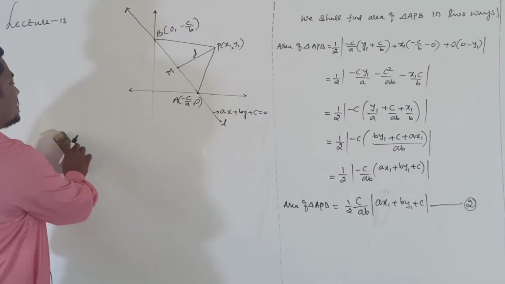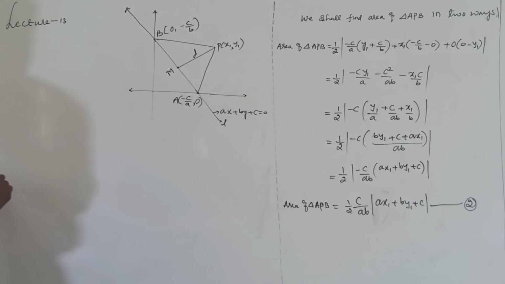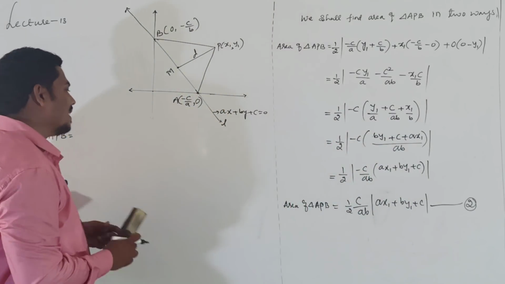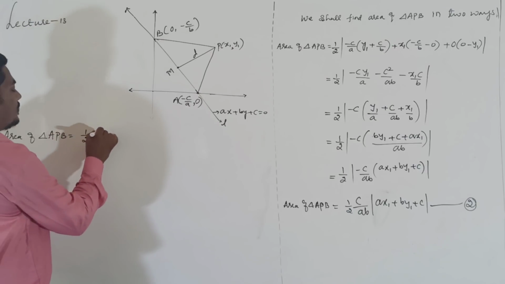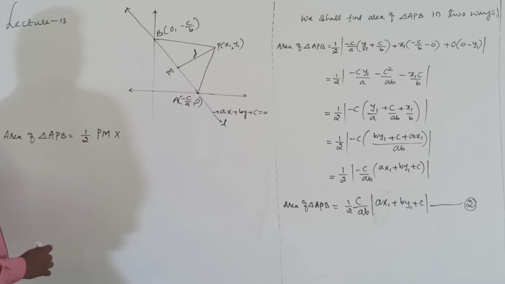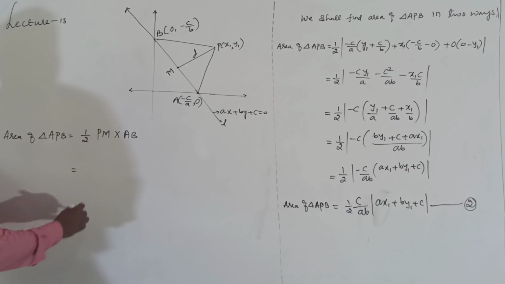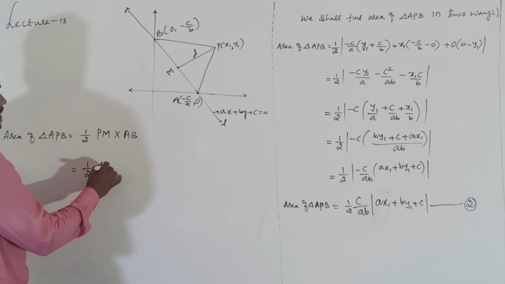So area of the triangle is equal to height into base formula, right? Area of triangle APB is equal to, this is by using vertices. Another method by using base and height is equal to 1 by 2 times PM. PM is height. What is base? AB, right? Then already we have PM length. What is PM? 1 by 2 remains as it is. PM is nothing but D, right?